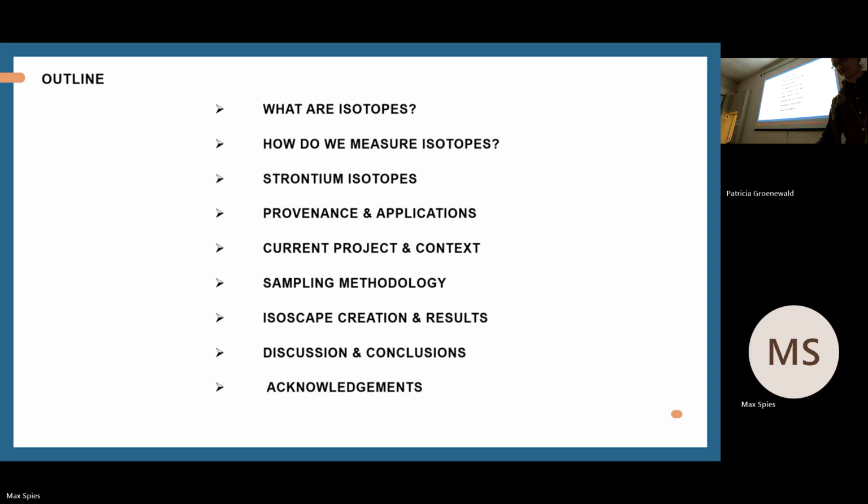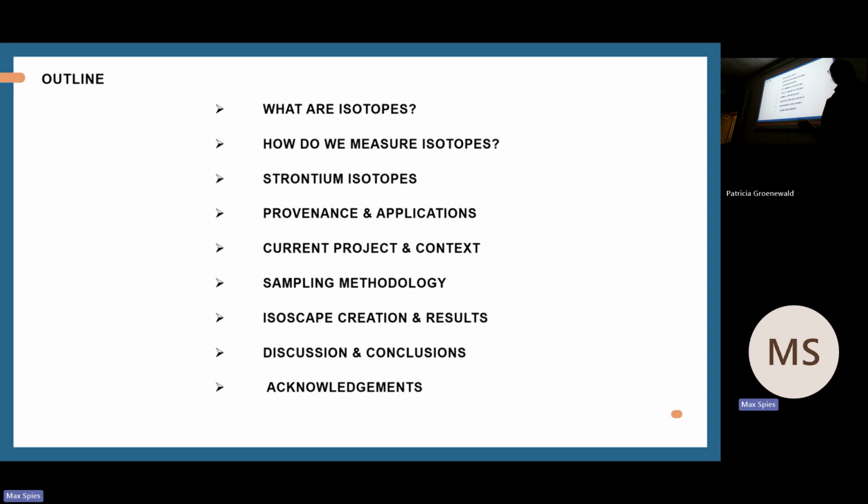So let me gauge how many people are familiar with Strontium. There are some familiar faces, but I don't know everyone here, so I wanted to see how much people know about this topic. But either way, I'll give a broad overview of what isotopes actually are, just in case you're unfamiliar.